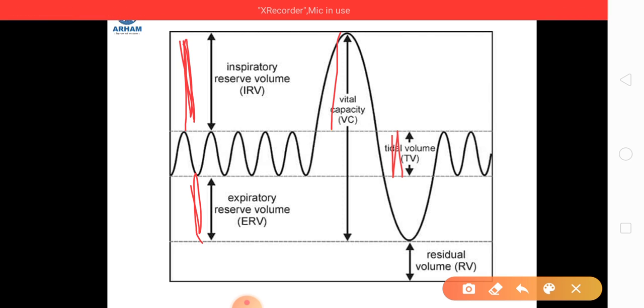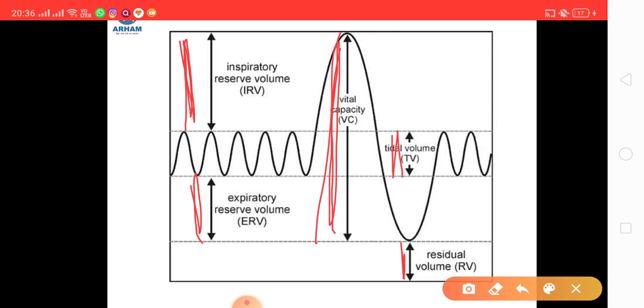Then there is vital capacity, which is the total of tidal volume, inspiratory reserve volume, and expiratory reserve volume. This is the vital capacity of our lungs. After all of this remains the residual volume, the amount of air which remains in the lungs even after you exhale everything forcefully.